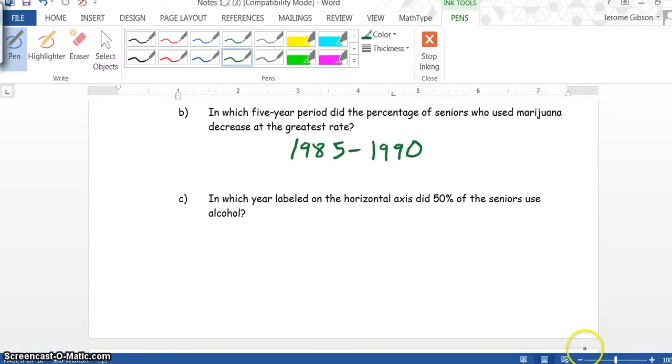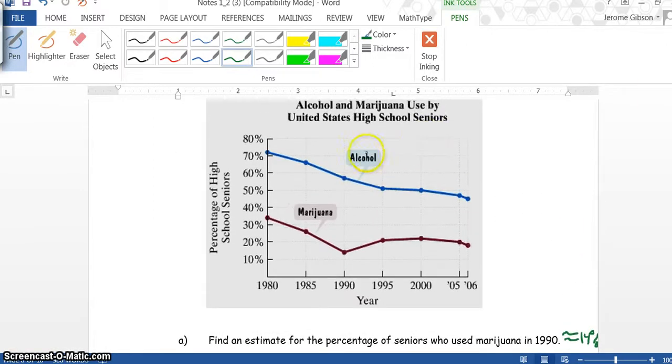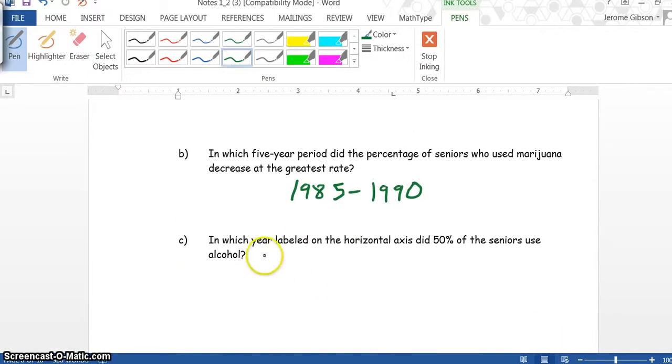It says here, in which year labeled on the horizontal axis did 50% of the seniors use alcohol? Now if we go here, we want to go up to 50%, and we want to line this directly up with this line graph, which is here. So when we come down here, this will be the year 1995.